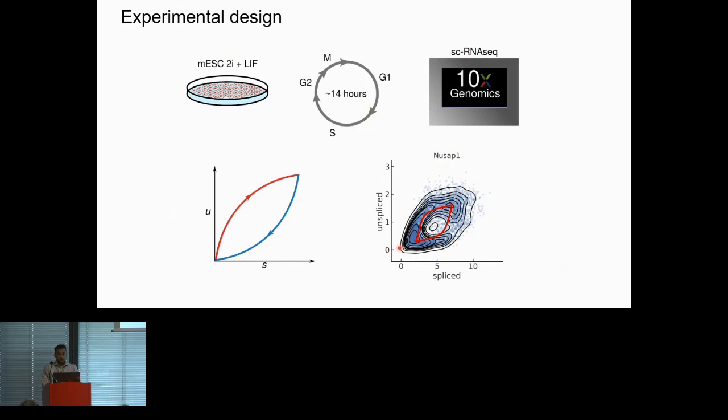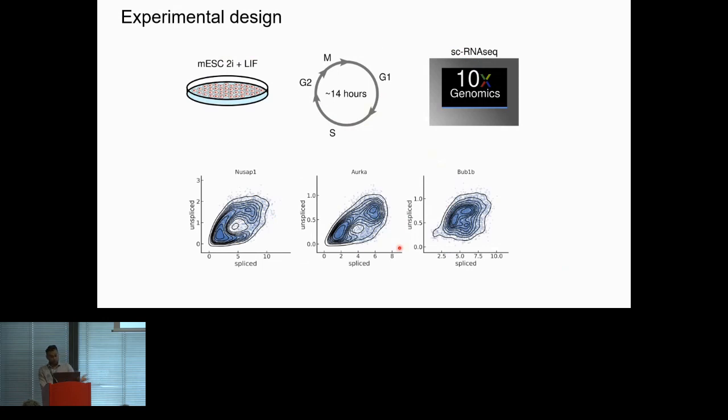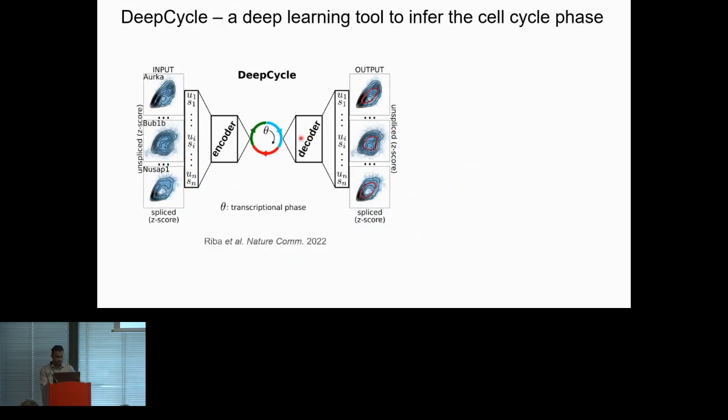Now, the thing is, we don't just have NuSAP, we have a bunch of other genes. And so we have to get a consensus of all of these genes, use all of that information in order to predict the cell cycle phase. So to do that, we developed a tool in our lab called DeepCycle.